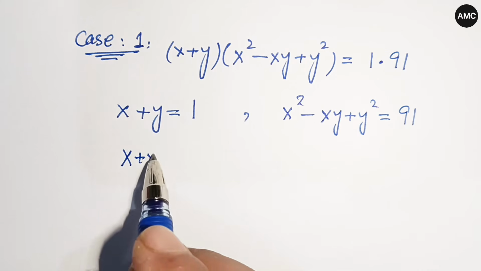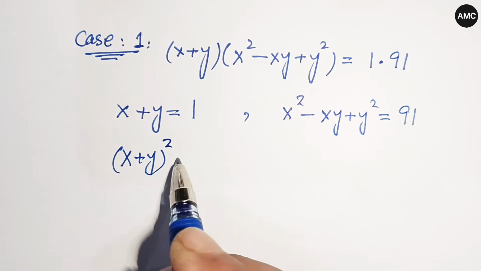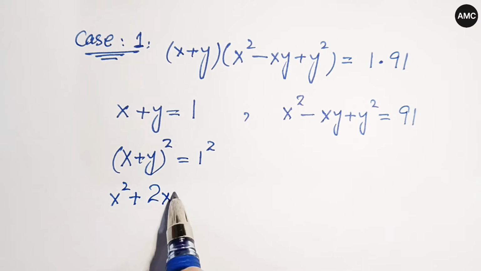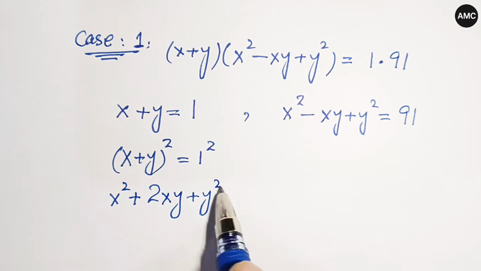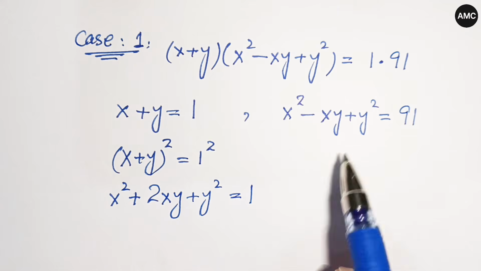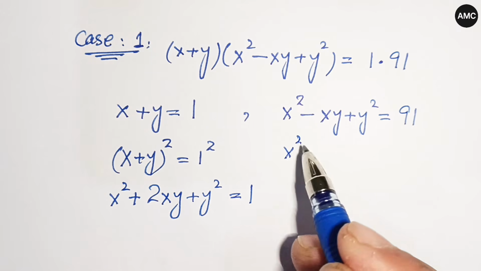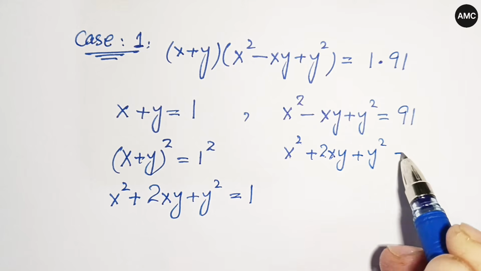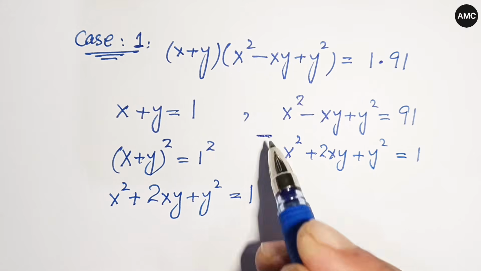So taking the square on both sides, we get (x + y)². According to the algebraic identity, it will be equal to x² + 2xy + y², that is equal to 1. Now, if we subtract this equation from this one, we have x² + 2xy + y² = 1. So we just have to subtract.